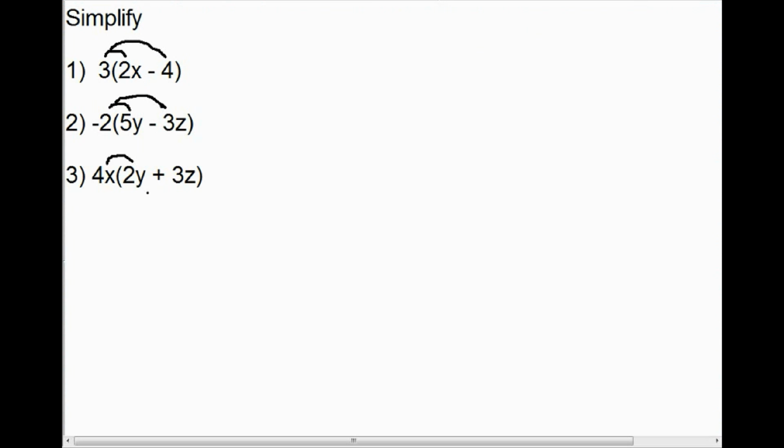4x means 4 times x. So we're going to have to start by multiplying 4 times x times 2 times y. And there is a part of that that you can simplify. Similarly, for the second part, you're going to have to do 4 times x times 3 times z. And again, there is a part of that that you can simplify. If you're able to answer those 3 questions, congratulations, you now have a firm understanding of the distributive law.